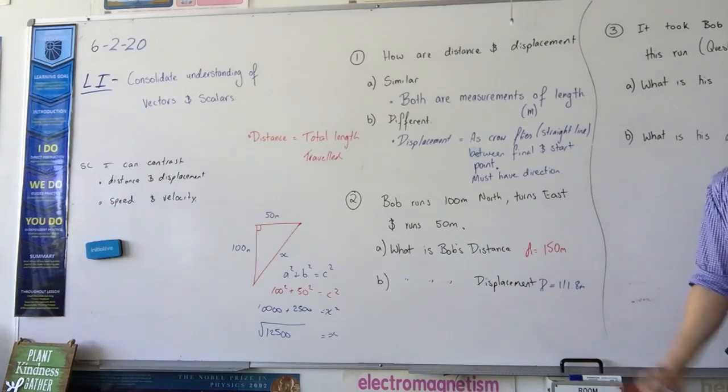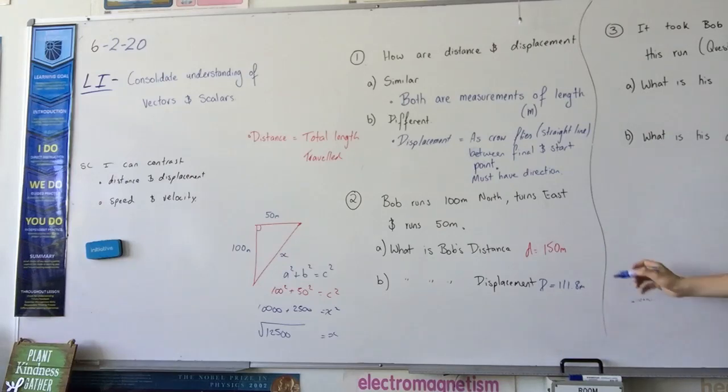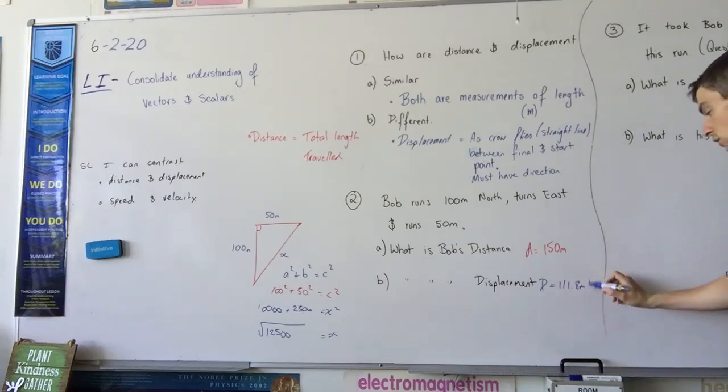Is my answer done? What do I need to include? Direction. Now there's two ways of doing this. A simple way and a more complicated way. What's the simple way? Harry? Rereading the question and finding point A and point B. Yep, so which direction is 111.8 metres? Northeast. Northeast, very good.